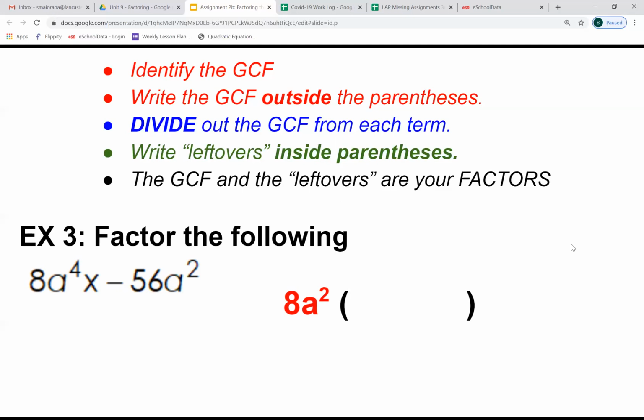So now I want to divide each term by 8a squared. So for the first term, the 8's cancel. A to the 4th over a squared leaves me with an a squared, and then I still have that x left over.